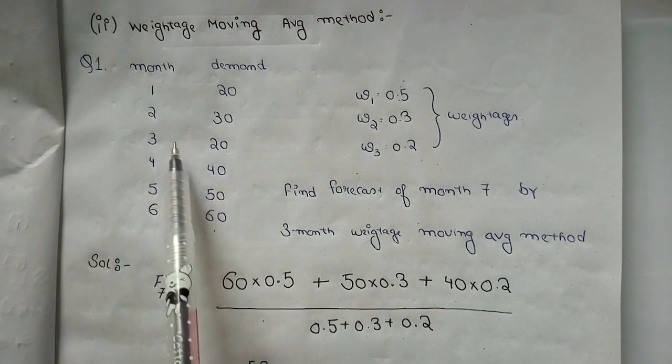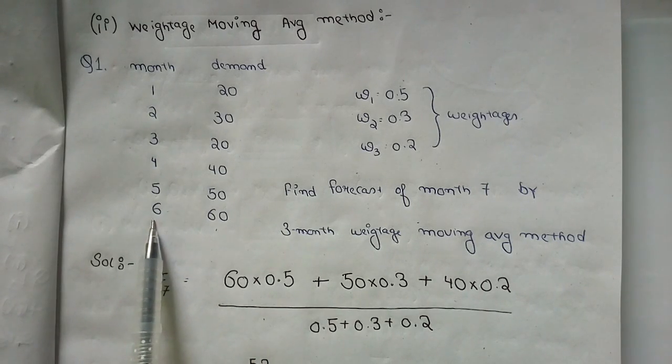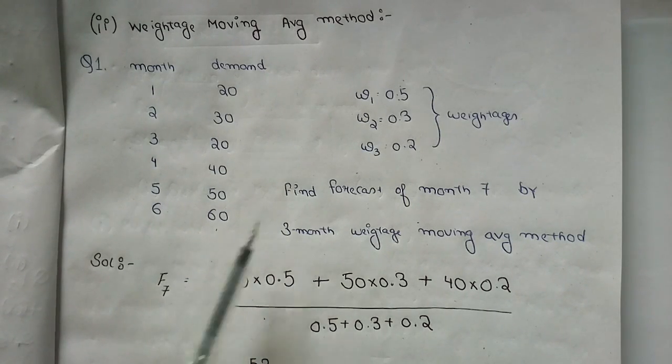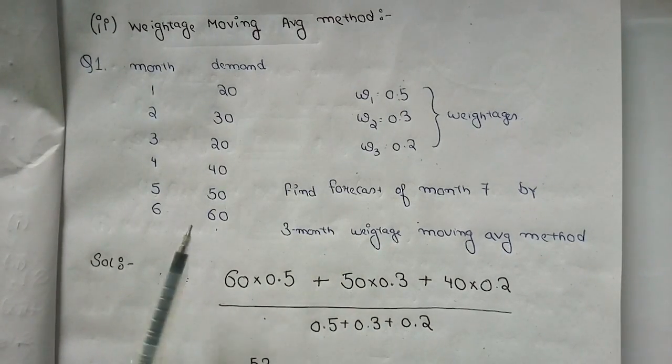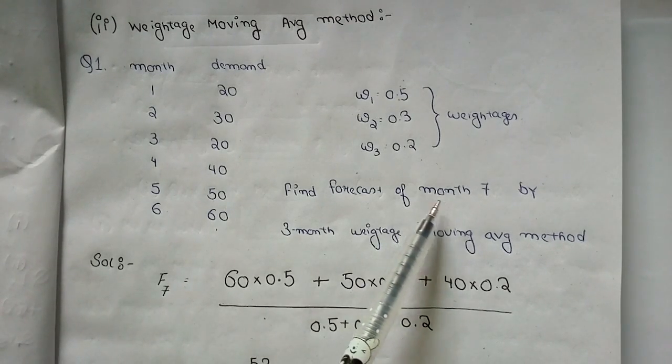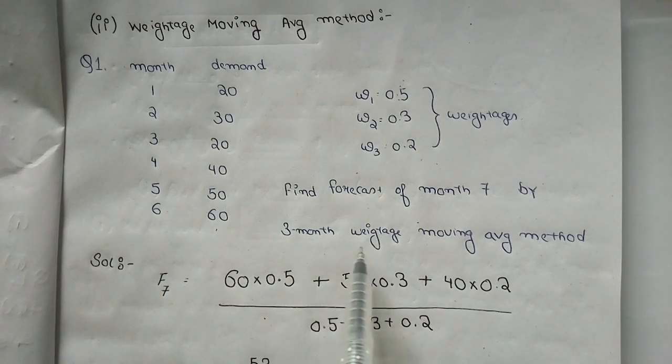So the demand values of the 6 months are given, and we have to find the forecast value of month 7. Okay, so how can you do this? This will be very similar to the last method, just that we have to multiply by the weightages and find the average in this case. Here it is given, find the forecast of month 7 by the 3-month weightage moving average method. So we have to find it by the weightage moving average method, for 3 months.